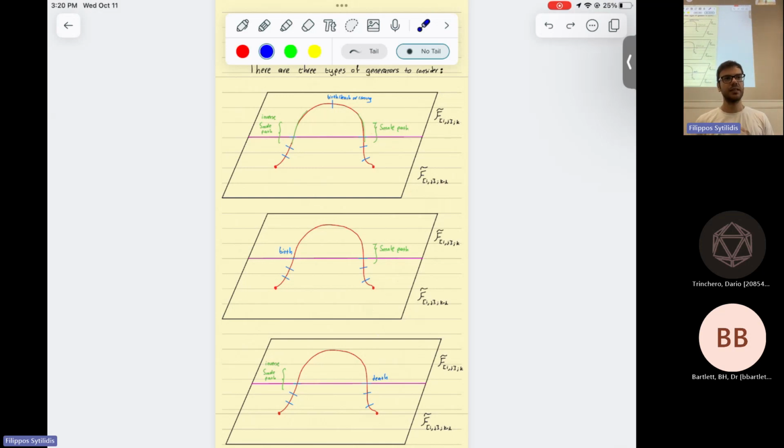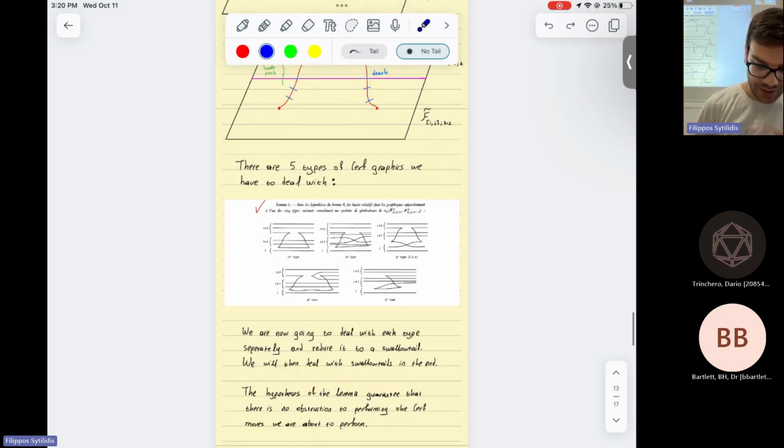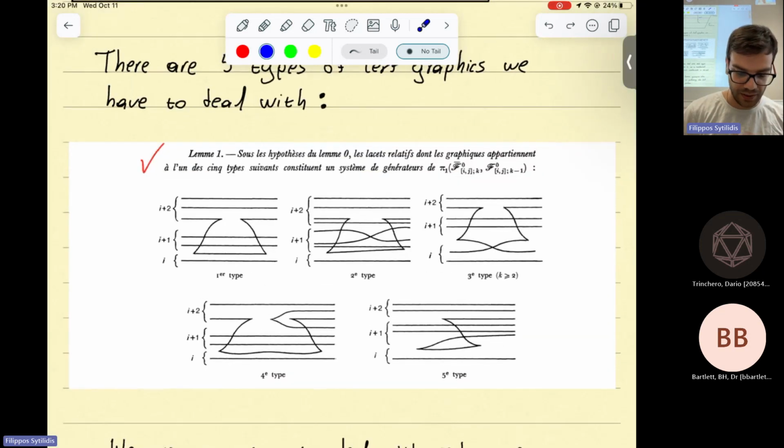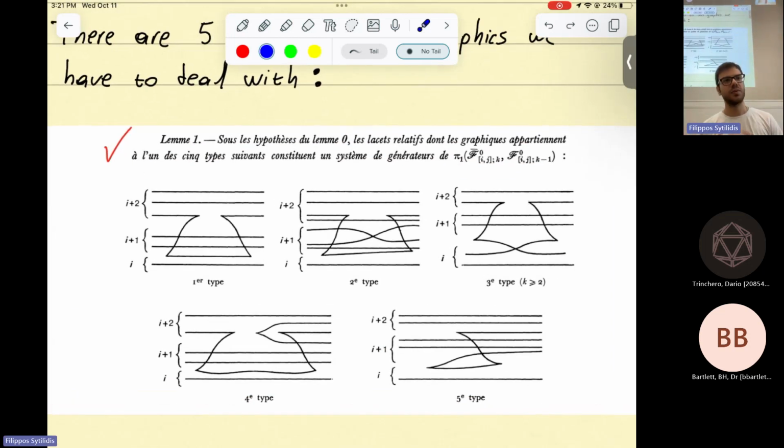And now we basically have to translate what each of these pictures might look like in terms of Cerf graphics, and then operate on those Cerf graphics. So the first lemma is that there are 5 types of Cerf graphics that we have to deal with. It's those 5 types that I am showing you here. Let's go through them and see how they appear, and which of the cases they correspond to.